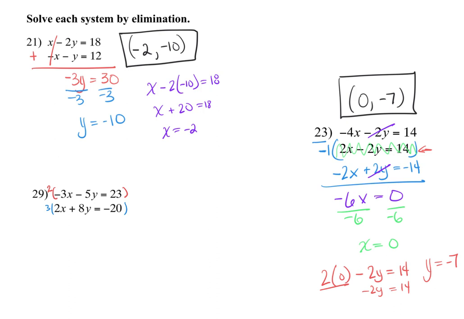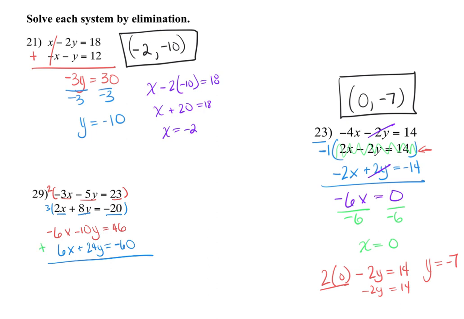Now I have to multiply every piece. So 2 times negative 3x, 2 times negative 5y, and 2 times 23. And I have to do the same thing with that 3. 3 times 2x, 3 times 8, and 3 times negative 20. All right. And now I'm ready to add because I have a positive and negative.